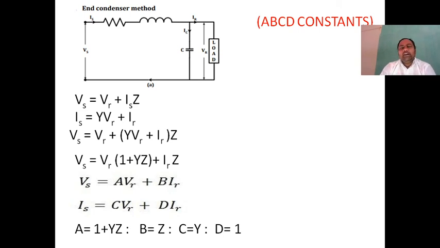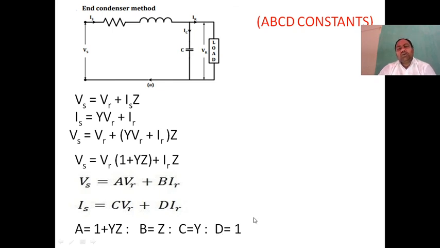What about end condenser method? End condenser method has only one capacitance and one impedance. The capacitance is only on the receiving end side. So the constants are: A is equal to 1 plus YZ, B is equal to Z, C is equal to Y, D is equal to 1.